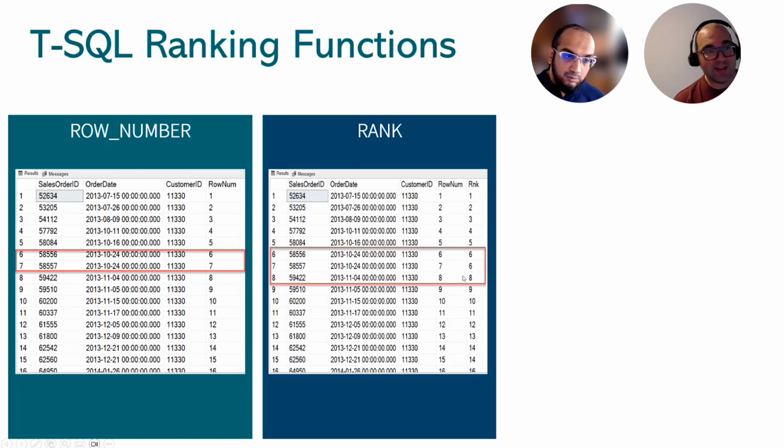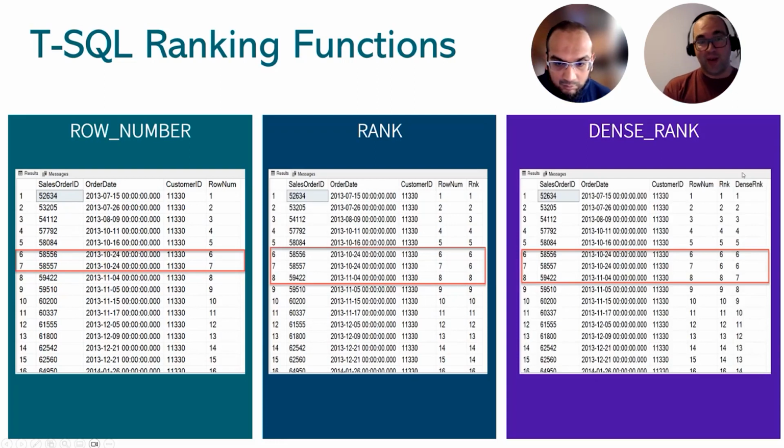And the next row starts with one value skipped in between. So it's not 7, it's 8, because we have a tie here and we have two 6s. And finally, DENSE_RANK works exactly the same as RANK, but instead of skipping this one place in between, it will continue counting from the next one. So we have two 6s, but the next one starts with 7. Learn ranking functions. That's my friendly advice to you.